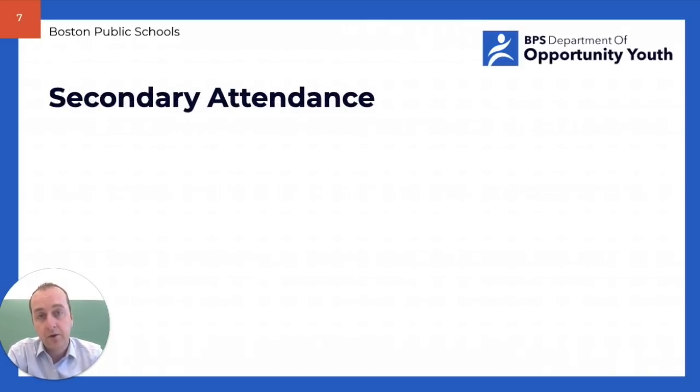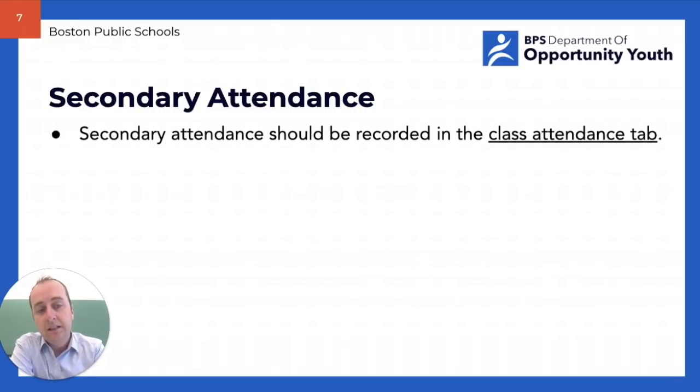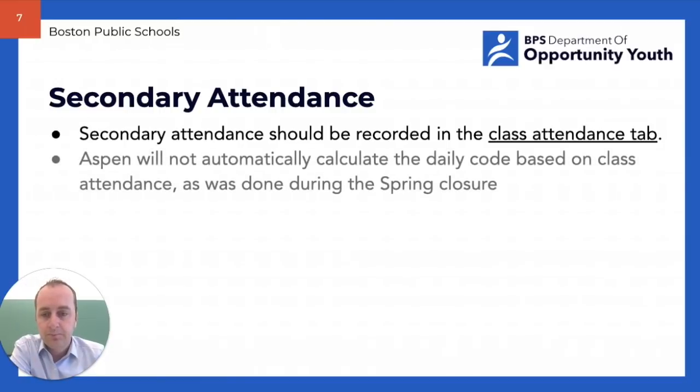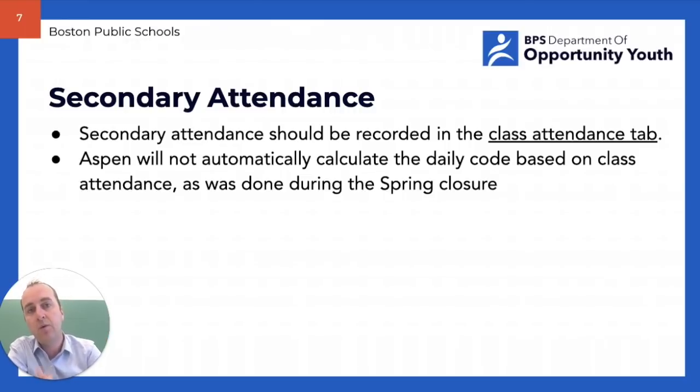Moving on to secondary or high school attendance, and again, if you're an elementary teacher and this isn't applicable to you, then just skip over the next couple of minutes. Secondary attendance should be recorded in the class attendance tab, similar to how you used to do it. Aspen is not going to calculate a daily code based on class attendance as we did in the spring closure. In the spring, when the expectation was just that a student had to attend one class during the day, we're able to look for one present code, and then that would mark the student as present for the day, for their daily attendance. Now, with it being a little bit of an increase in expectations, we're unable to make that calculation because it does depend on whether or not a student attended the whole gamut of their classes for the day.